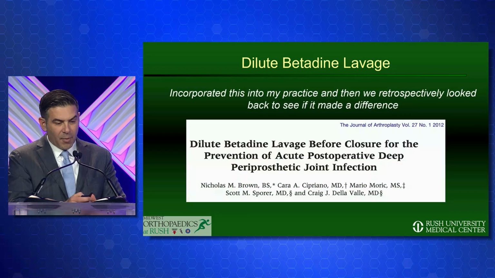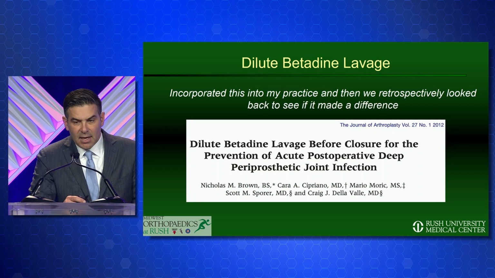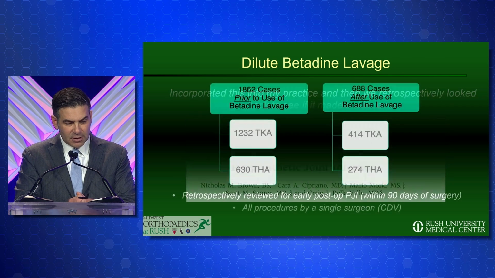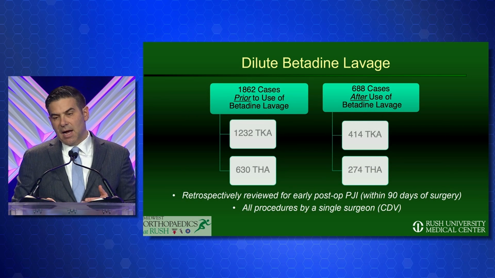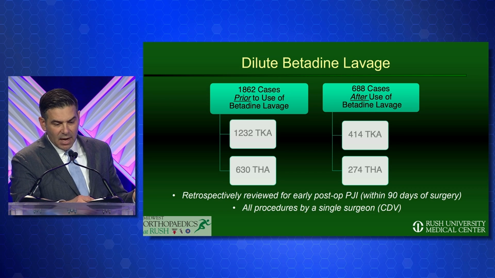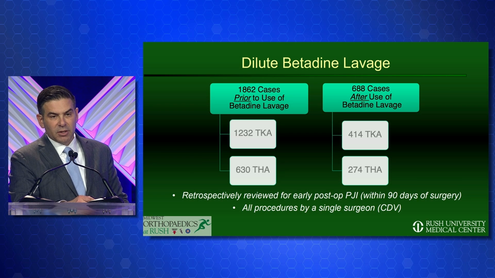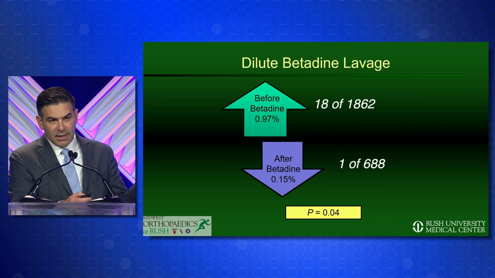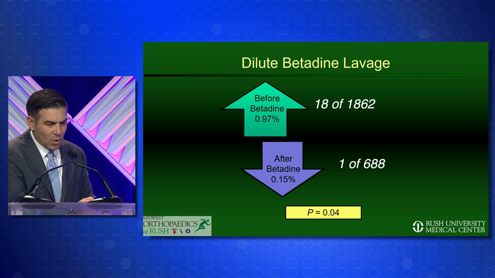So I started incorporating that in my practice, and then we decided to kind of retrospectively look back to see if it made a difference. And basically, we looked at 1,800 some odd cases before I used dilute betadine and almost 700 afterwards. We looked at the prevalence of acute periprosthetic joint infection within 90 days of surgery. And this is what we found. We found, again, what I think is a clinically important difference in the risk of infection, and one that was statistically significant as well.